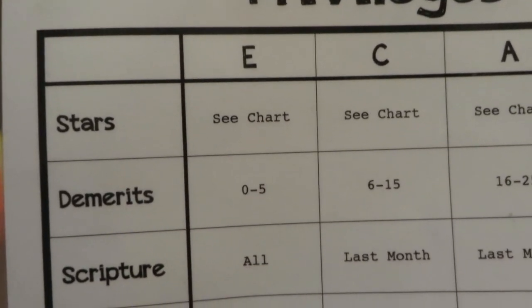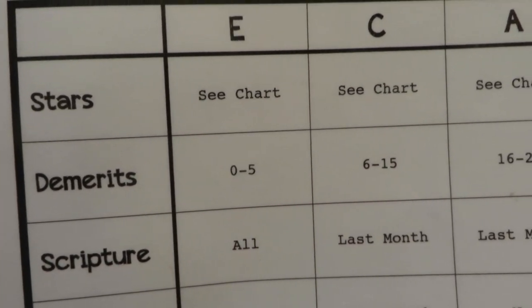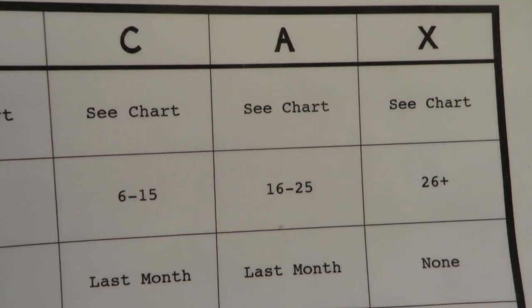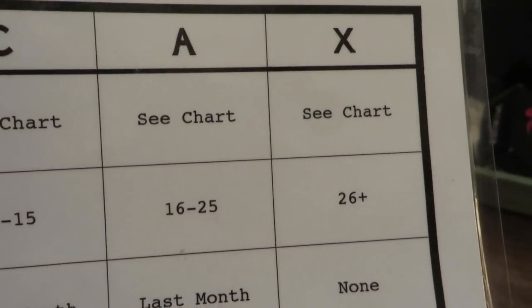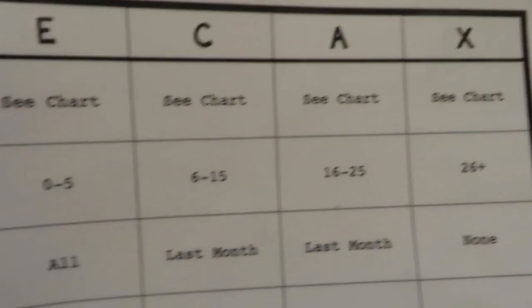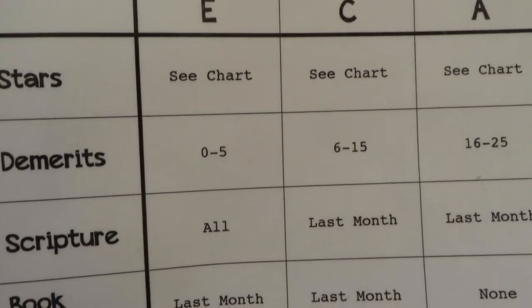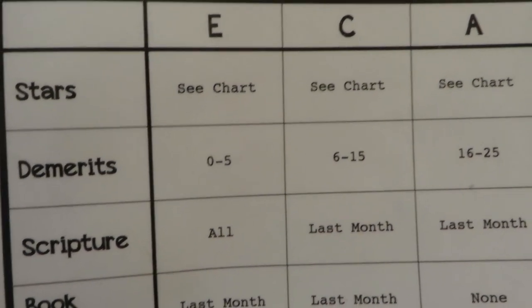But if they want to be on E, they can only have 0 to 5 demerits. C is 6 to 15 demerits. A is 16 to 25, and 26 or more means no privilege. And they have to have every single thing on this column to be on whichever privilege they're going for. If they're missing anything, then they can't have that privilege.